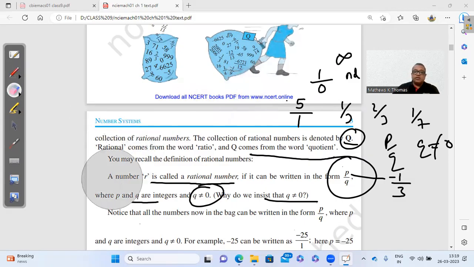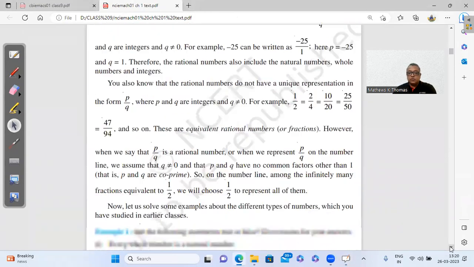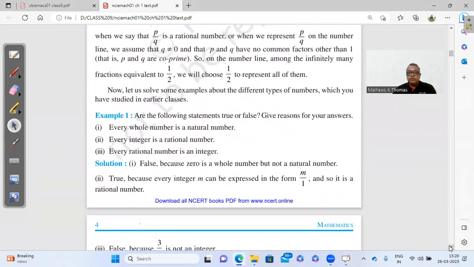A rational number is a number in the form of P by Q, where Q is not equal to 0. Please remember, a collection of rational numbers is represented by capital Q, because Q comes from the word quotient, and a rational number is represented by P by Q. A number R is called a rational number because it is written in the form of P by Q. Remember that P and Q should be integers, and Q should not be equal to 0. This is very important.